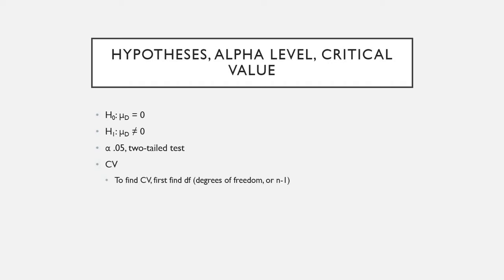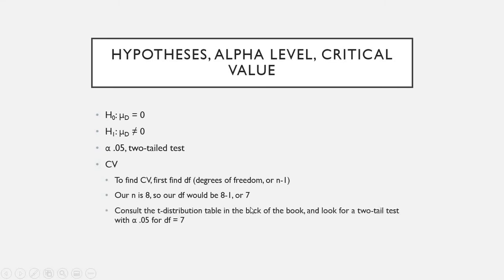To find our critical value, first we have to find the degrees of freedom, or n-1. Our n is 8, so our degrees of freedom would be 8 minus 1, or 7. So we're going to consult the t-distribution table in the back of the book and look for a two-tailed test with an alpha level of 0.05 for degrees of freedom equals 7, which gives us 2.365.